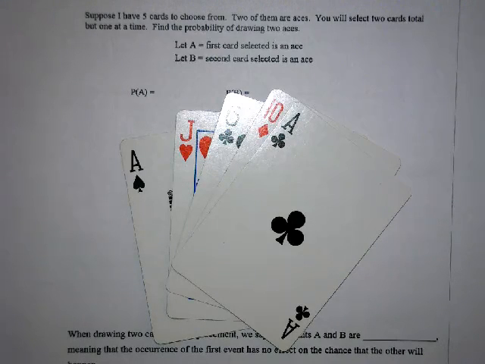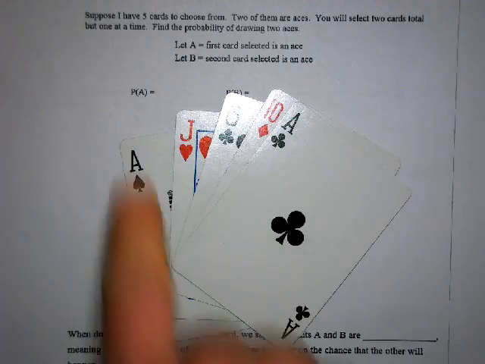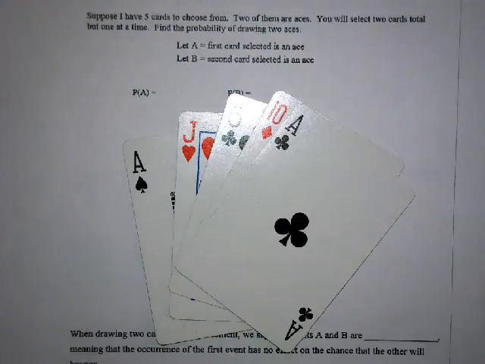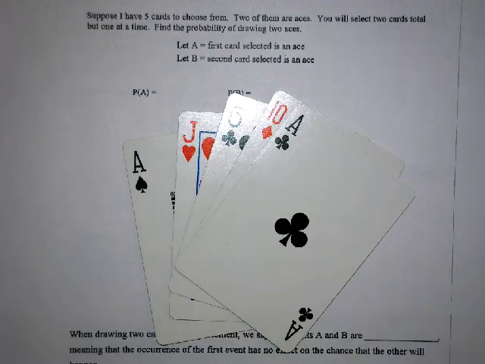All right, so we have 5 cards to choose from. 2 of them are aces. We're going to select 2 cards total, 1 at a time. So probability of A is the first card selected is an ace. So what's the probability that I pick an ace?